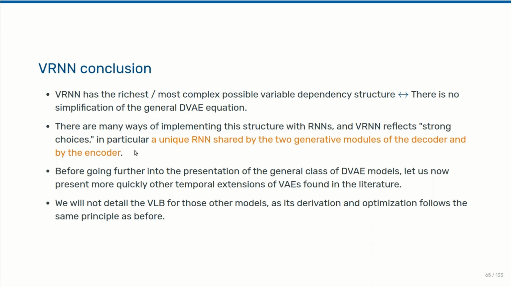We will now discuss other DVAE models, but we will present them a bit more quickly. And in particular, we will not detail the variational lower bound, because its derivation and optimization follows the same principle as the ones in VRNN. If you want to have all these details, you can go and check our review paper that is on arXiv.